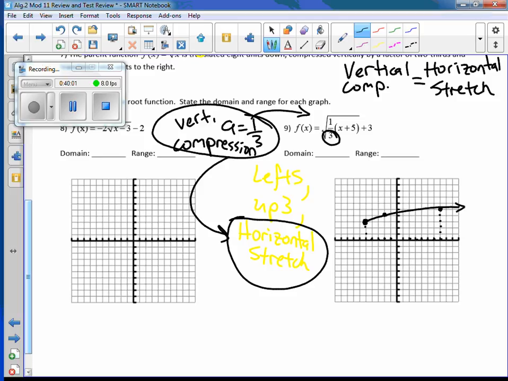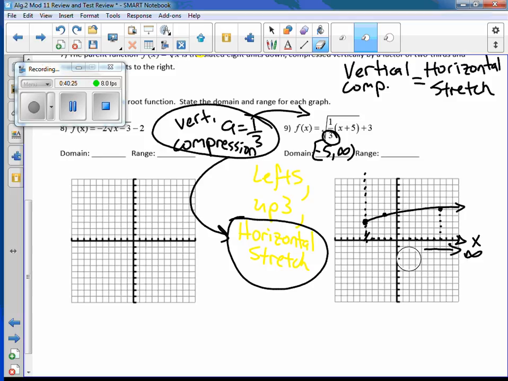Okay, so what's the domain of this graph? Well, again, what is the smallest x value? Or which one is the farthest to the left, which is 1, 2, 3, 4, 5. So it's negative 5, and you notice this graph keeps going in this direction to infinity. So it's negative 5 to infinity. So there it is.